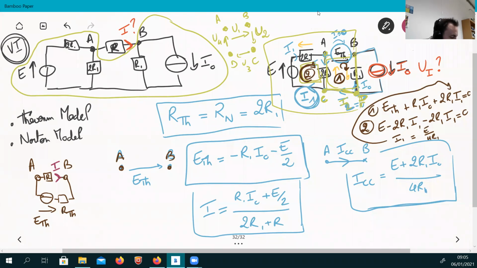So here you are in front of a single mesh circuit. You apply the mesh law, and you're done. And you should be able to find back this result. Okay, thank you. Perfect.